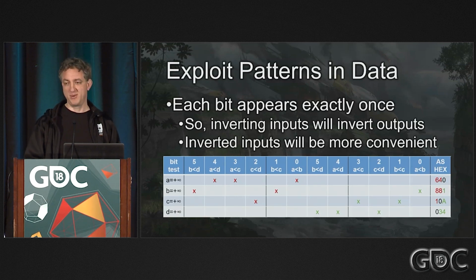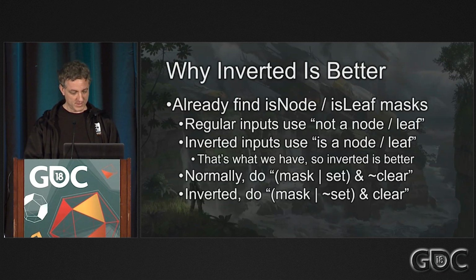And one thing to note that will be useful to us is each bit appears exactly once. The implication of this is if you flip all of your input bits, you will also flip all of your output bits. This will be useful to us. We are already finding a mask for is it a node and is it a leaf. So the regular inputs to this table use not a node, not a leaf. But inverted inputs use is a node, is a leaf, which is what we have. So that's why inverted inputs are better. And if you use inverted inputs, you get inverted outputs, so you invert your bit math.